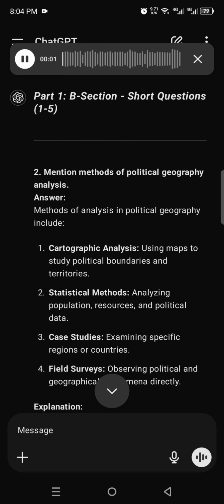Part 1, B section, short questions, 1 to 5. Mention methods of political geography analysis. Answer. Methods of analysis in political geography include 1.